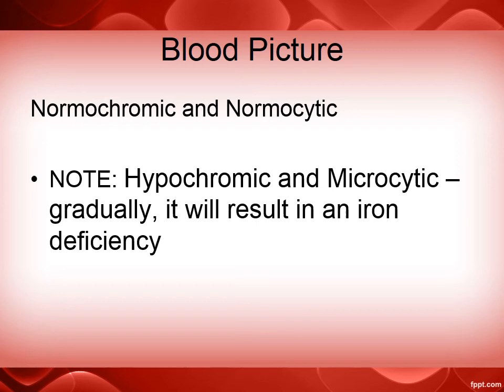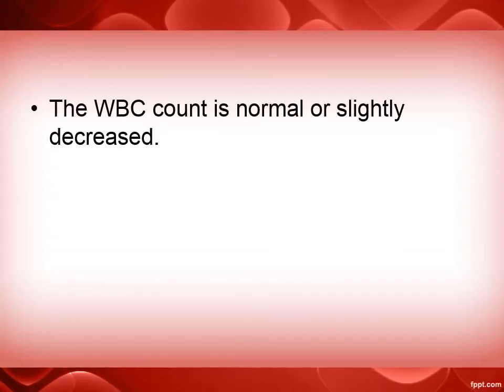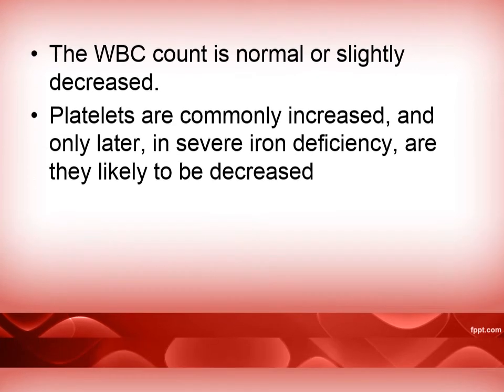So note the hypochromic and microcytic cells; gradually it will result in an iron deficiency in chronic anemia. So again, the WBC count is normal or slightly increased. The platelets are commonly increased, and only later in severe iron deficiency are they likely to be decreased.